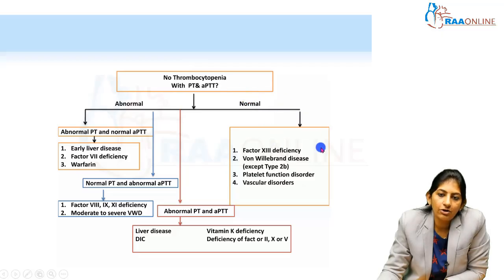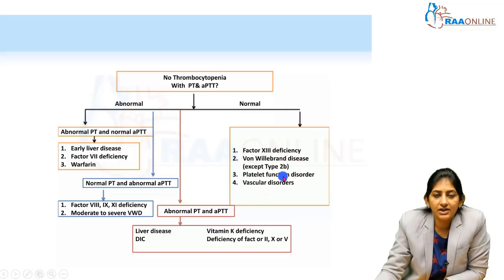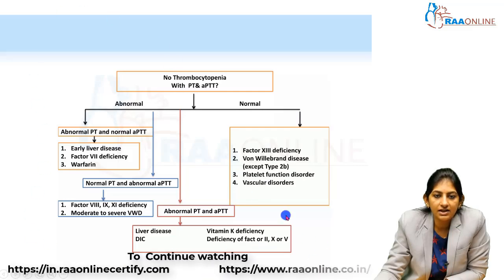You will have to think of von Willebrand disease, factor 13 deficiency, qualitative platelet abnormalities, that is platelet function disorders, and vascular disorders like vascular fragility, etc. These are rare diseases, as mostly we usually see either thrombocytopenia or coagulation factor abnormalities. When everything is normal, you will have to consider these disorders.